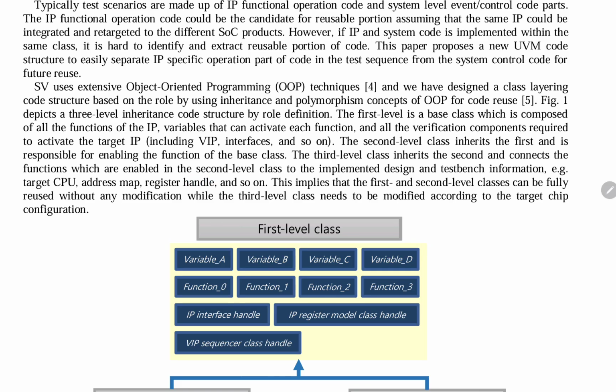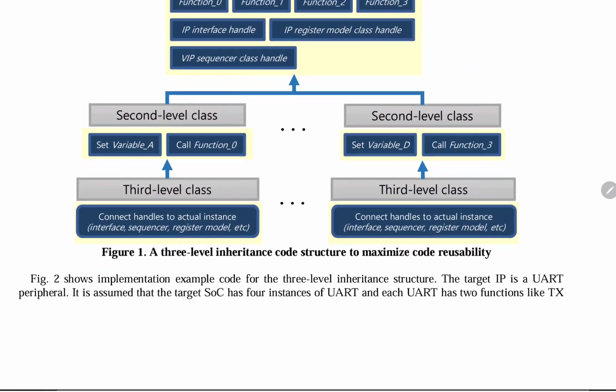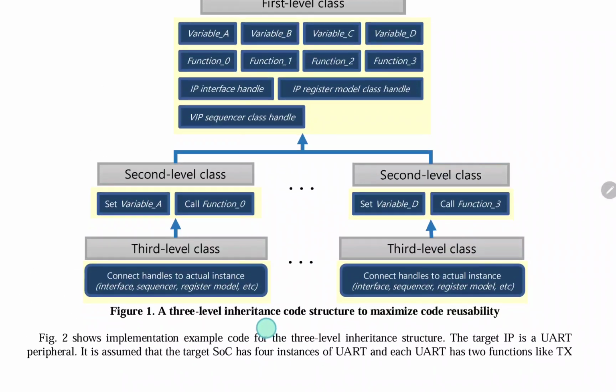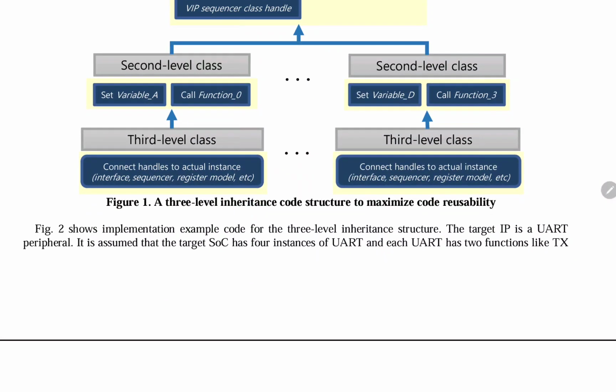This implies the first and second level classes can be fully used without many modifications, while the third level class needs to be modified according to the target chip configuration. And Figure 1 is a three-level inheritance code structure to maximize the code reusability. Figure 2 shows the implementation example code for a three-level inheritance structure.